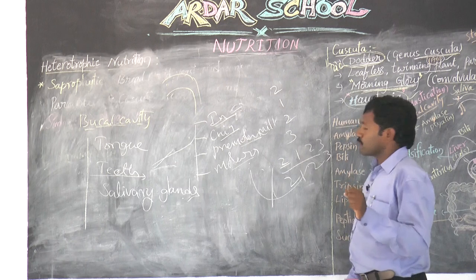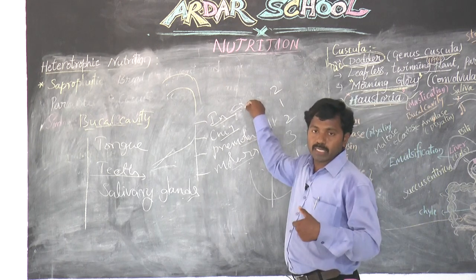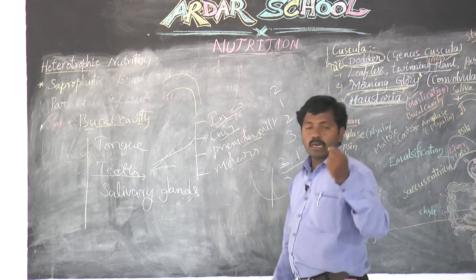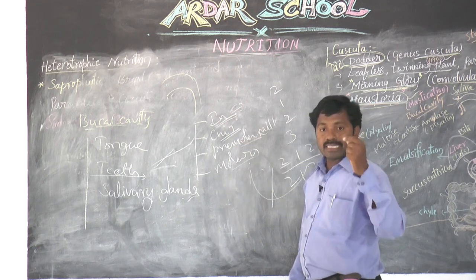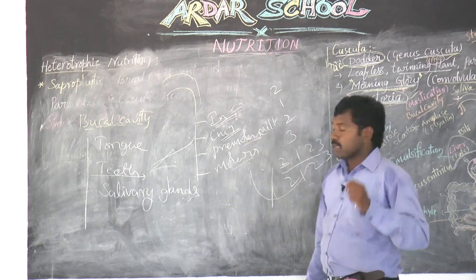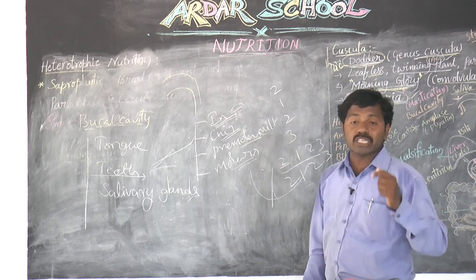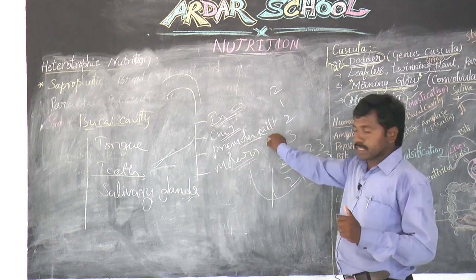It is very helpful to break down the food materials. Incisors cut the food materials. Canines tear the flesh, and premolars and molars are very helpful for crushing and grinding the food material. So this is the main function of the teeth.